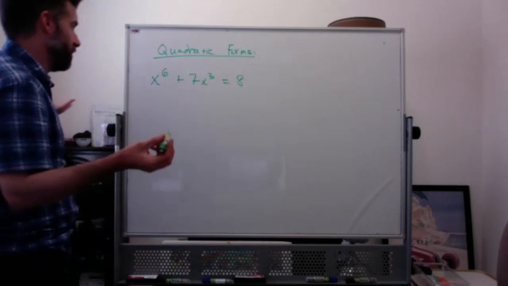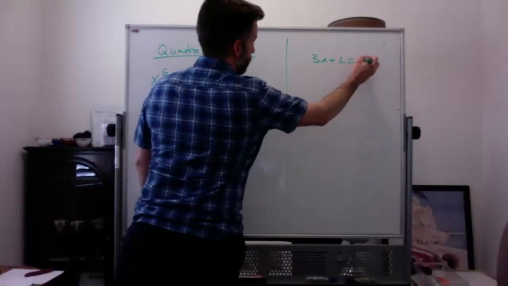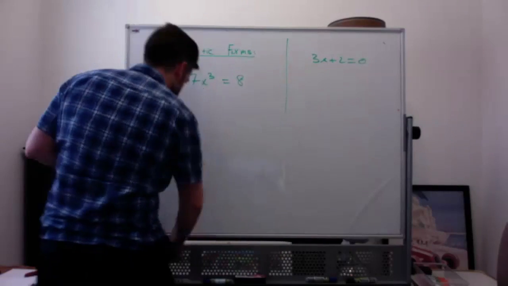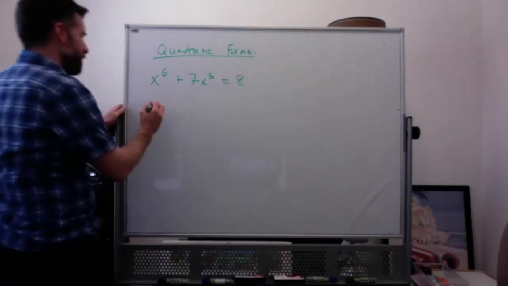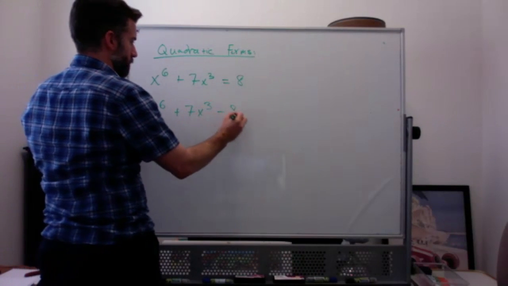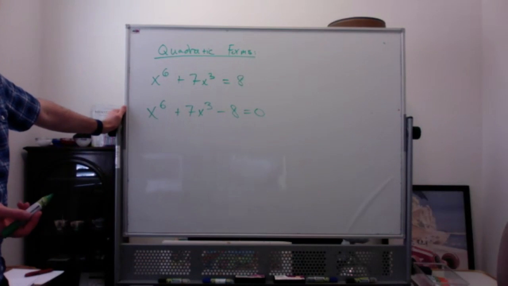So just like every other time, unless you're solving something like 3x plus 2 equals 0, in that case you want to solve for x. In this case, you want to factor. So I bring everything to one side, and you get x to the 6th plus 7x cubed minus 8 equals 0.